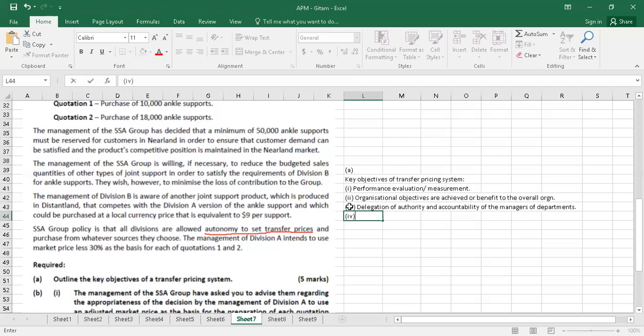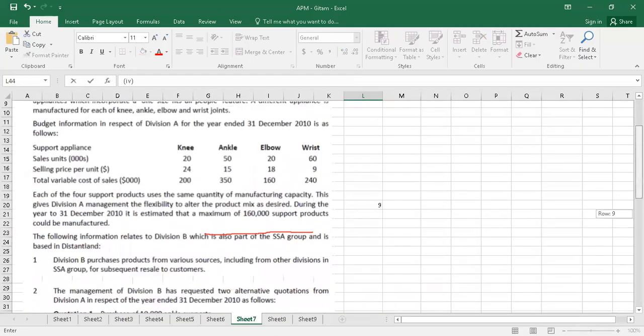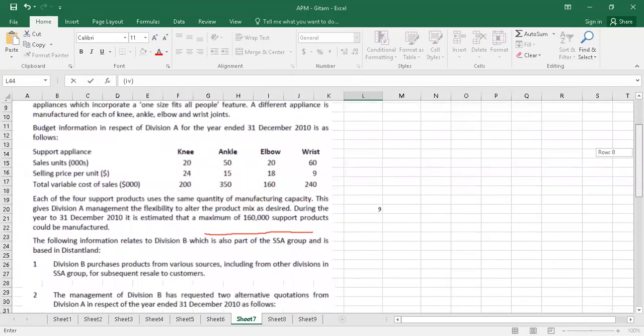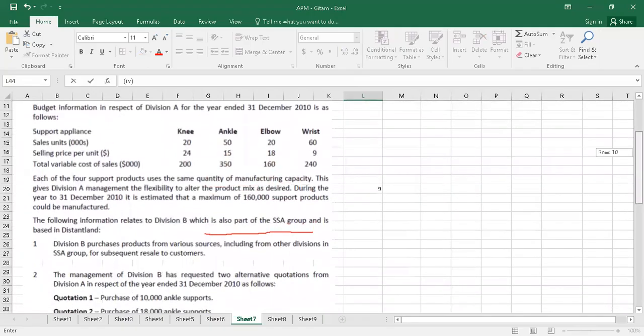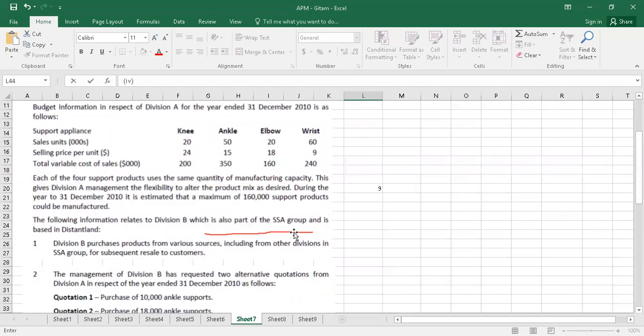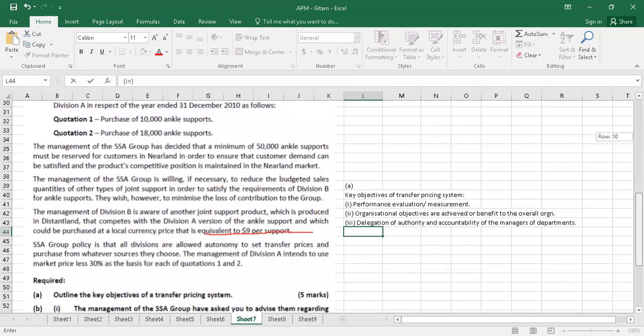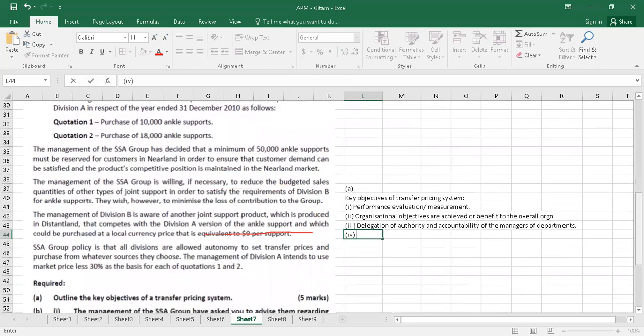Fourth one is about, we have observed that division A is based in a country called Nearland. Division B is not in Nearland. The following information relates to Division B, which is also part of the SSA group and is based in Distantland. So in this particular example we can understand that they are located in two different places, two different lands or two different countries.